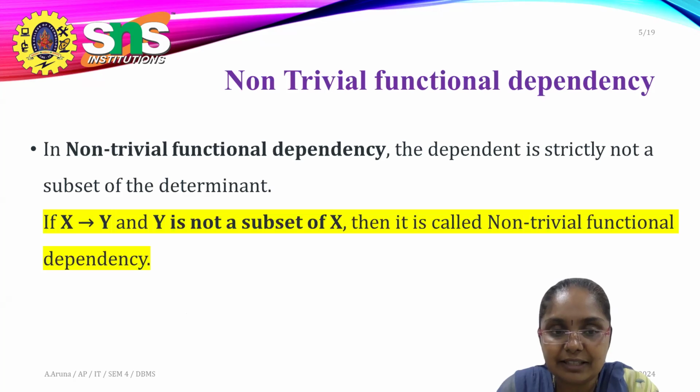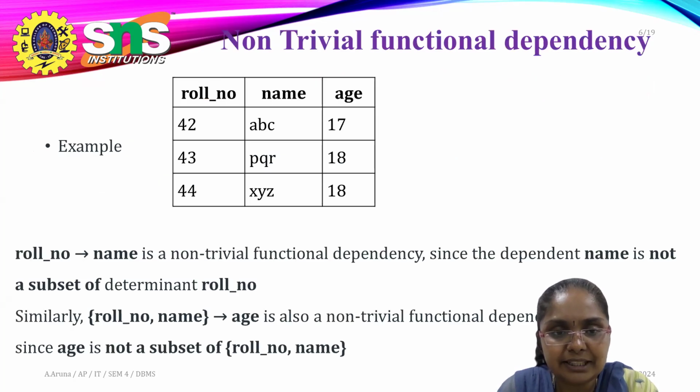The next one is non-trivial dependencies. It is a dependency where Y is strictly not a subset of the determinant. So only then can we call it a non-trivial functional dependency. You have to work it out to say whether a particular relation is trivial or non-trivial. For example, see here: roll number tends to name, or name tends to age, age tends to roll number, name tends to roll number. These are not trivial functional dependencies.